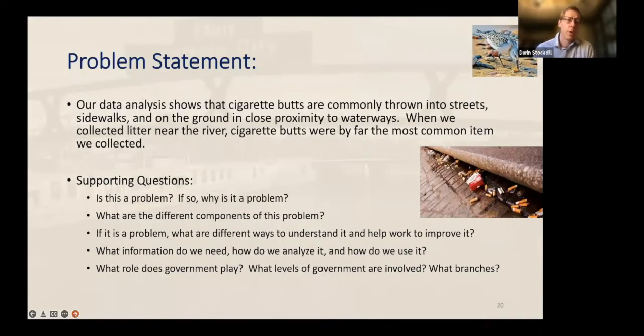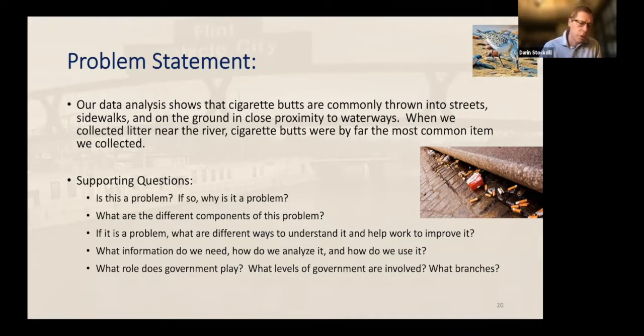So we develop a problem statement with students. So our data analysis shows that cigarette butts are commonly thrown into the streets in close proximity to the waterways. Generate a list of supporting questions. Students would help generate these. Why is it a problem? What are the different kind of components of this problem? If it's a problem, how do we understand it through different academic lenses? Like, how do we understand the chemistry of a cigarette and why it's bad for it to be in the water? And how do we understand it through a policy lens?